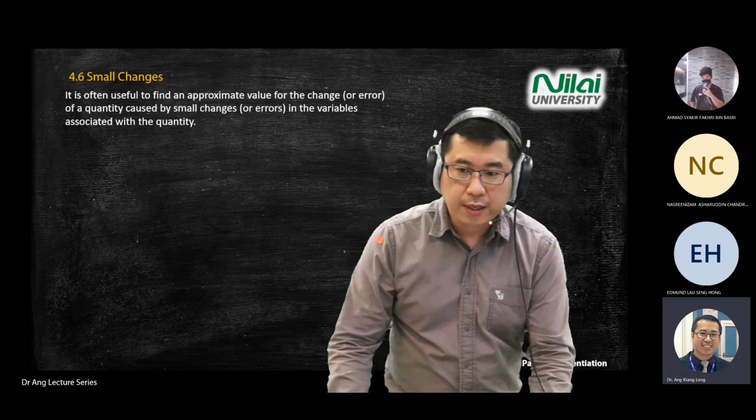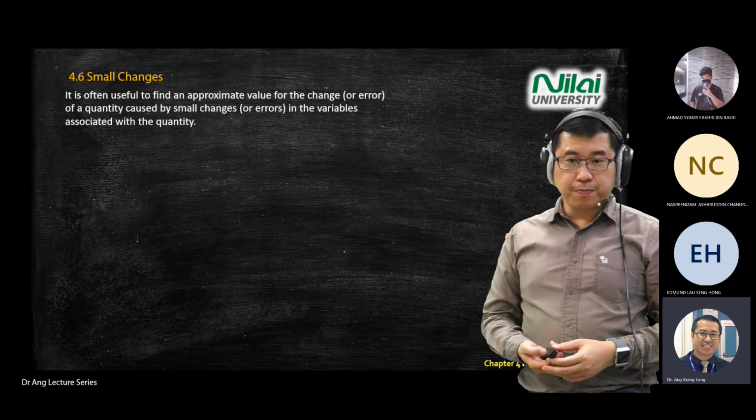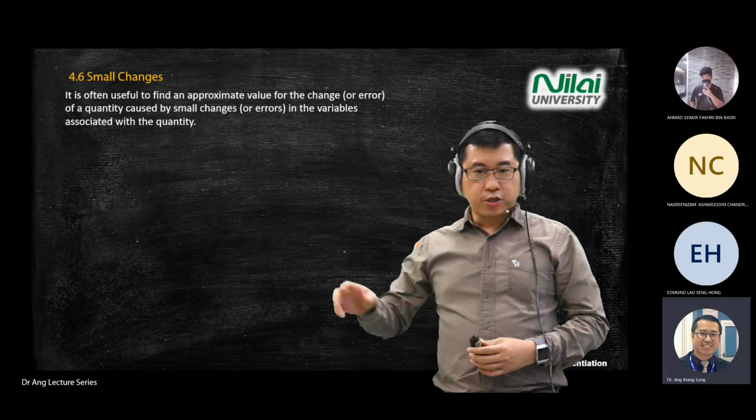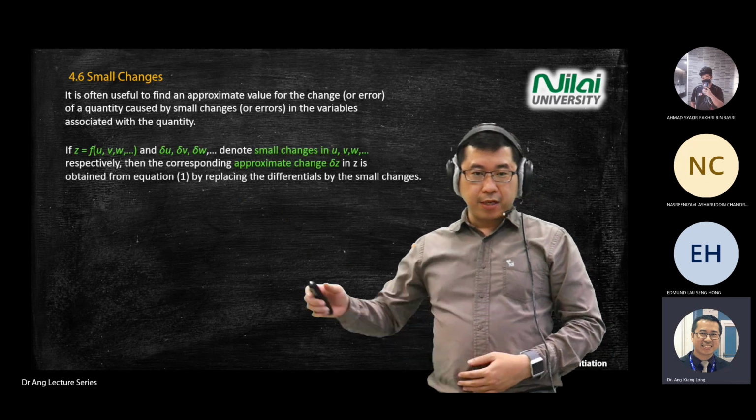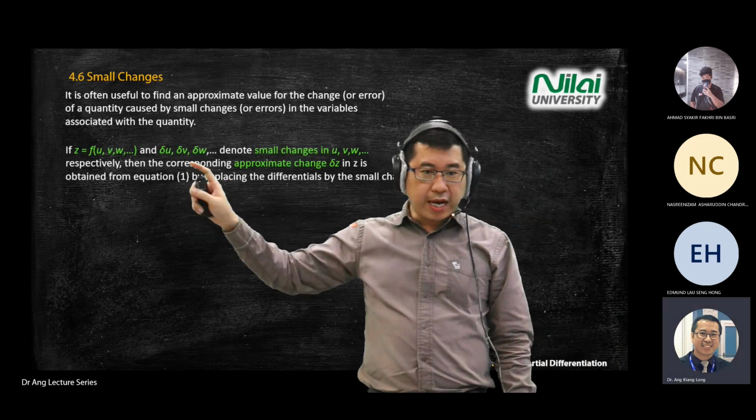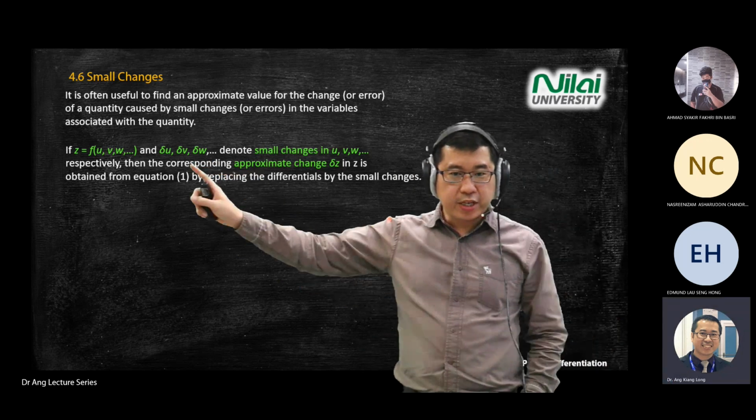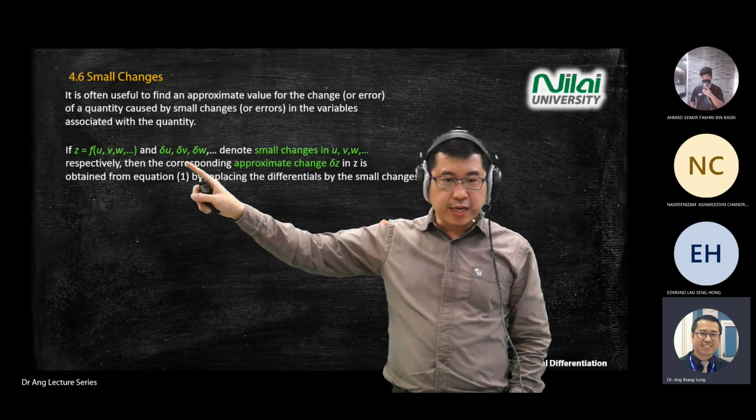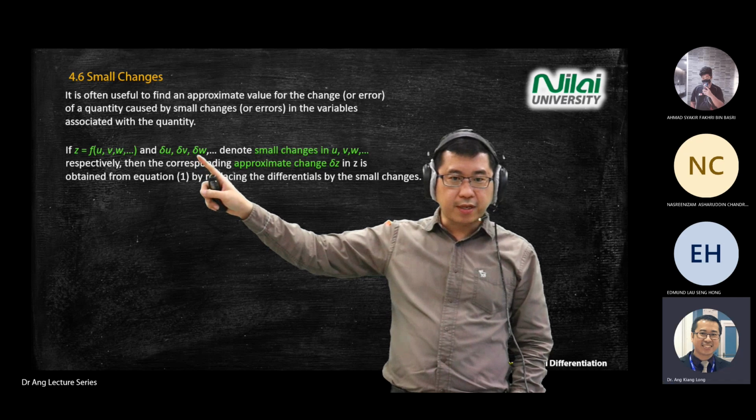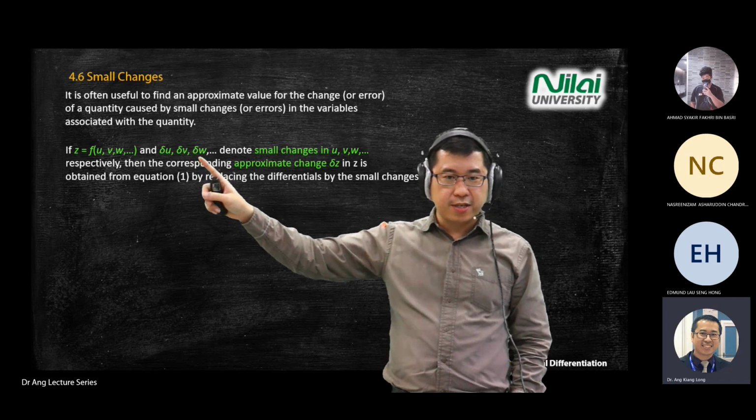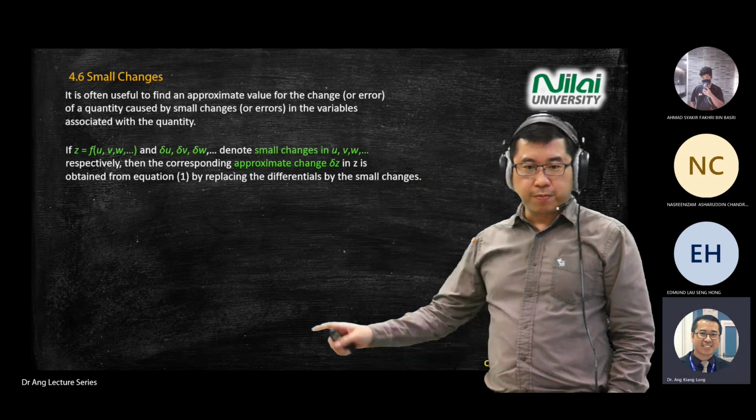Okay, now we talk about small changes using partial differential equations. Small changes means we use delta. For example, we have z as a function of u, v, w. So we can use a different form of the del symbol to represent small changes.